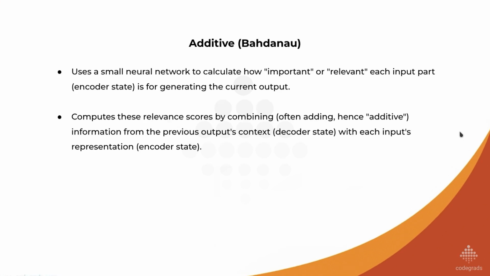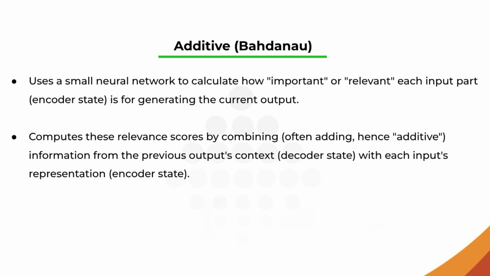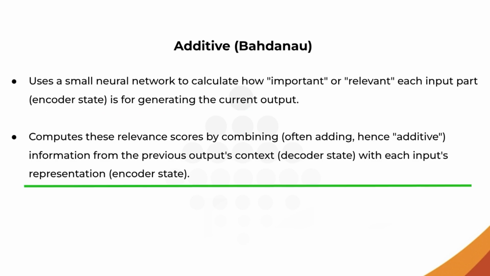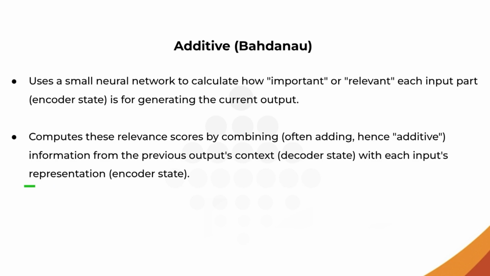First up, additive attention, often called Bahdanau Attention. Imagine a little helper neural network. For every word the model wants to generate, this helper looks at the current context from the decoder and each part of the input from the encoder. It then calculates an importance score by combining, often adding, hence additive, these pieces of information. This score tells the model how relevant each input part is right now.